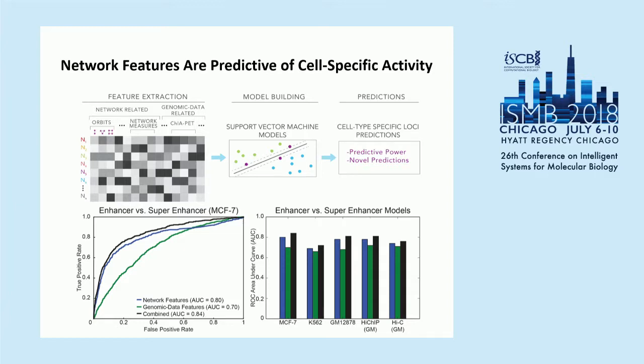And what we notice is that in the case of super enhancers versus typical enhancers, using this data ended up being highly predictive with an area under the curve of 0.84. And furthermore, we also noticed that network-related features were the most predictive. And then when we looked at the performance across different cell lines as well as different assays, including HiChIP and Hi-C, we noticed the same pattern where the network connectivity features were very indicative of whether or not an enhancer would be a super enhancer.